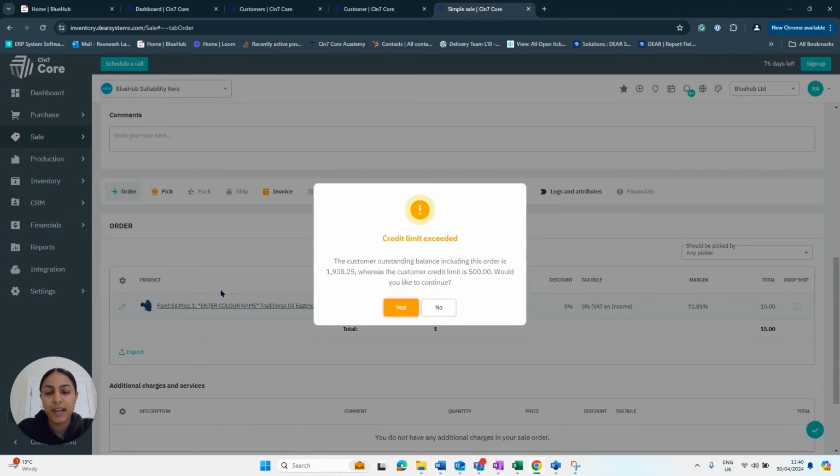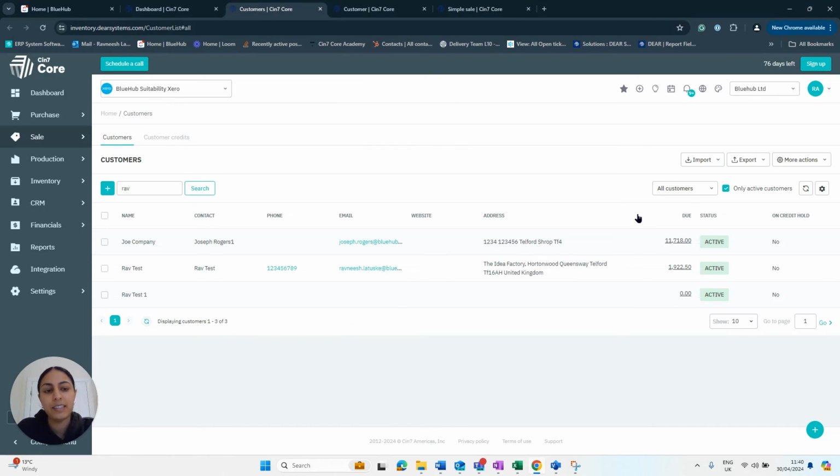We can also find out if a customer owes us anything before we go ahead and pop in a sale by going to the customers, and we can see in this due column here how much they owe the business. So that is everything on credit holds and limits within the system.